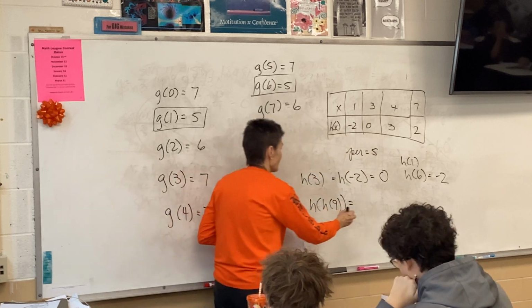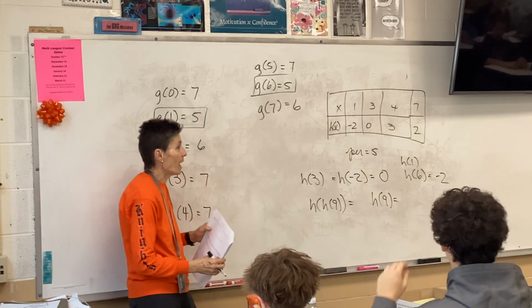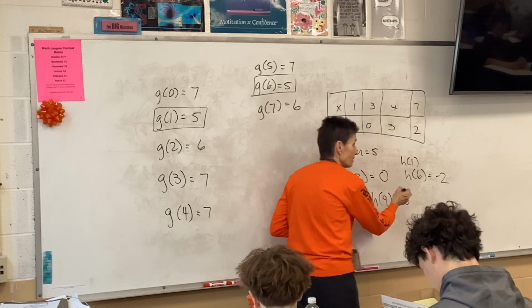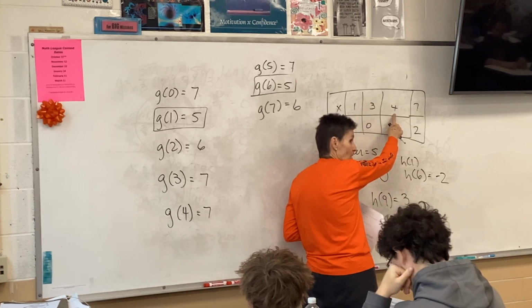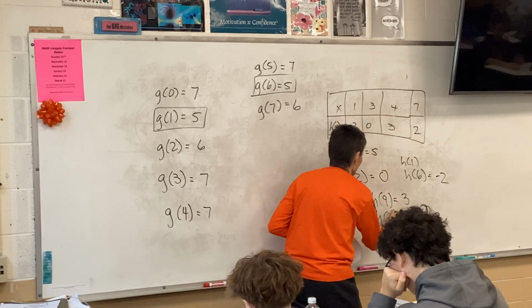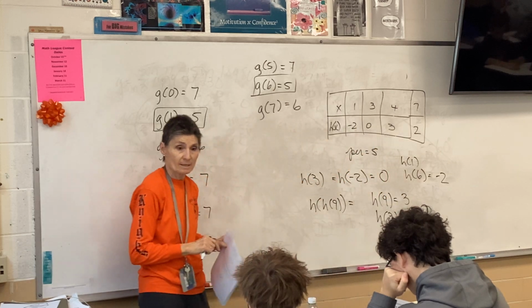Well, first of all, let's find h of 9. What would h of 9 be? 3. And how did you get 3? Because 9 will be the same as 4. So h of 9 is 3, so now I need to find h of 3, which is actually in my chart, so that is 0.